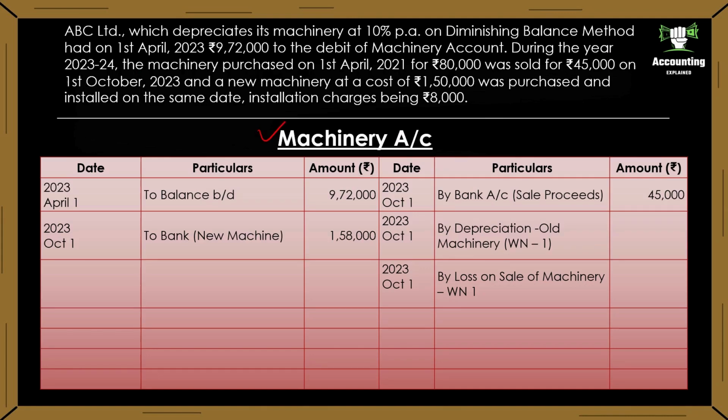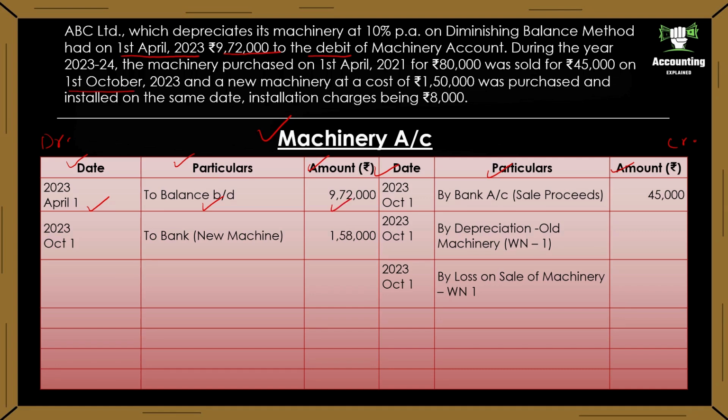Now we will do the machinery account as we have completed all the necessary working notes. Machinery account is like any other ledger account and it will have the columns of date, particulars, amount, date, particulars, amount, with DR on the left side and CR on the right side. First, we will see here in the question, on 1st April 2023, the machinery account had a balance of 9,72,000 to the debit of it. This is the book value of the machinery which we have brought down from the previous year. So on 1st April 2023, to balance brought down 9,72,000.